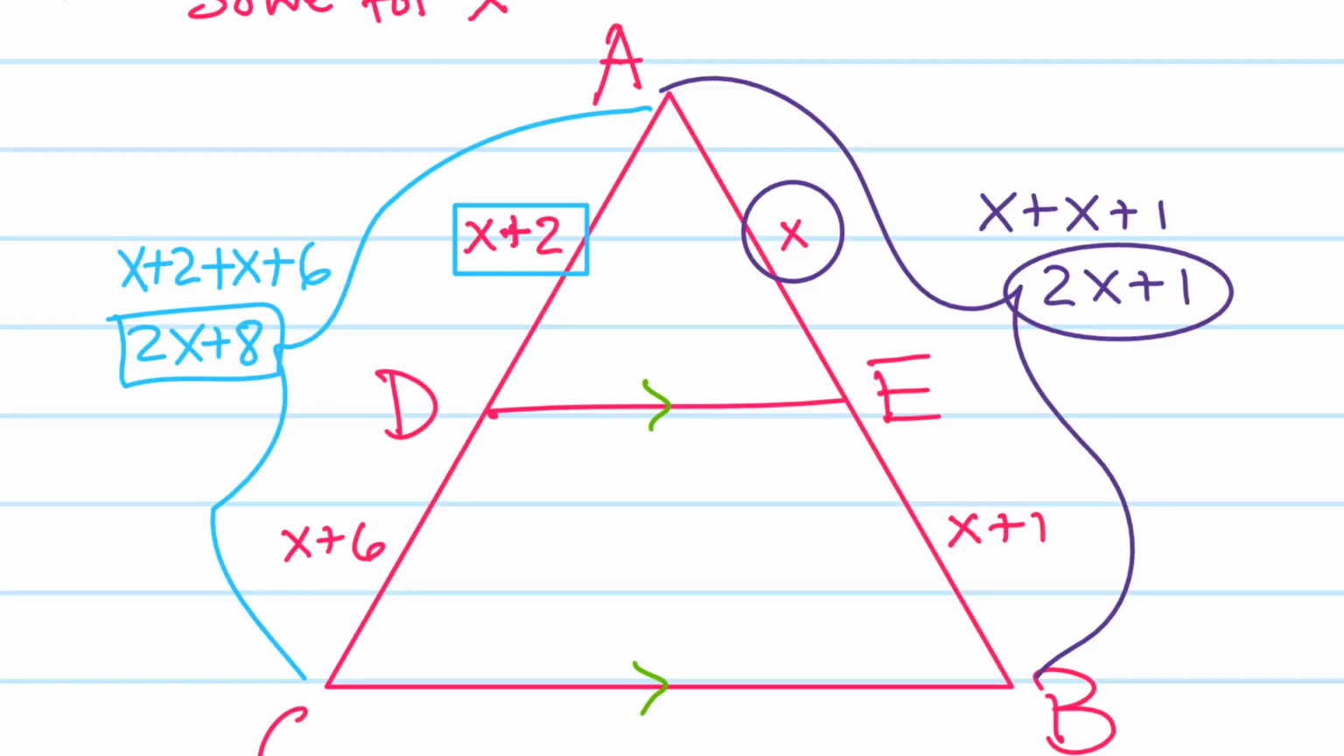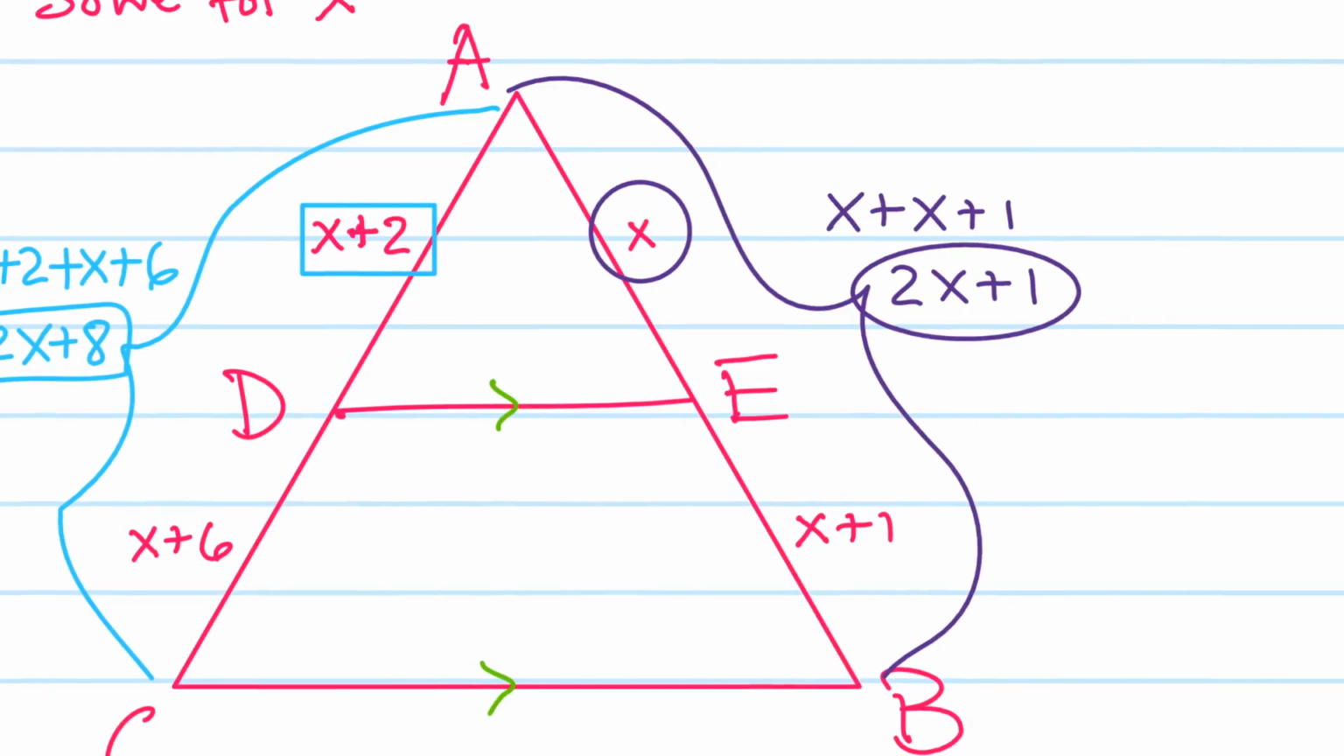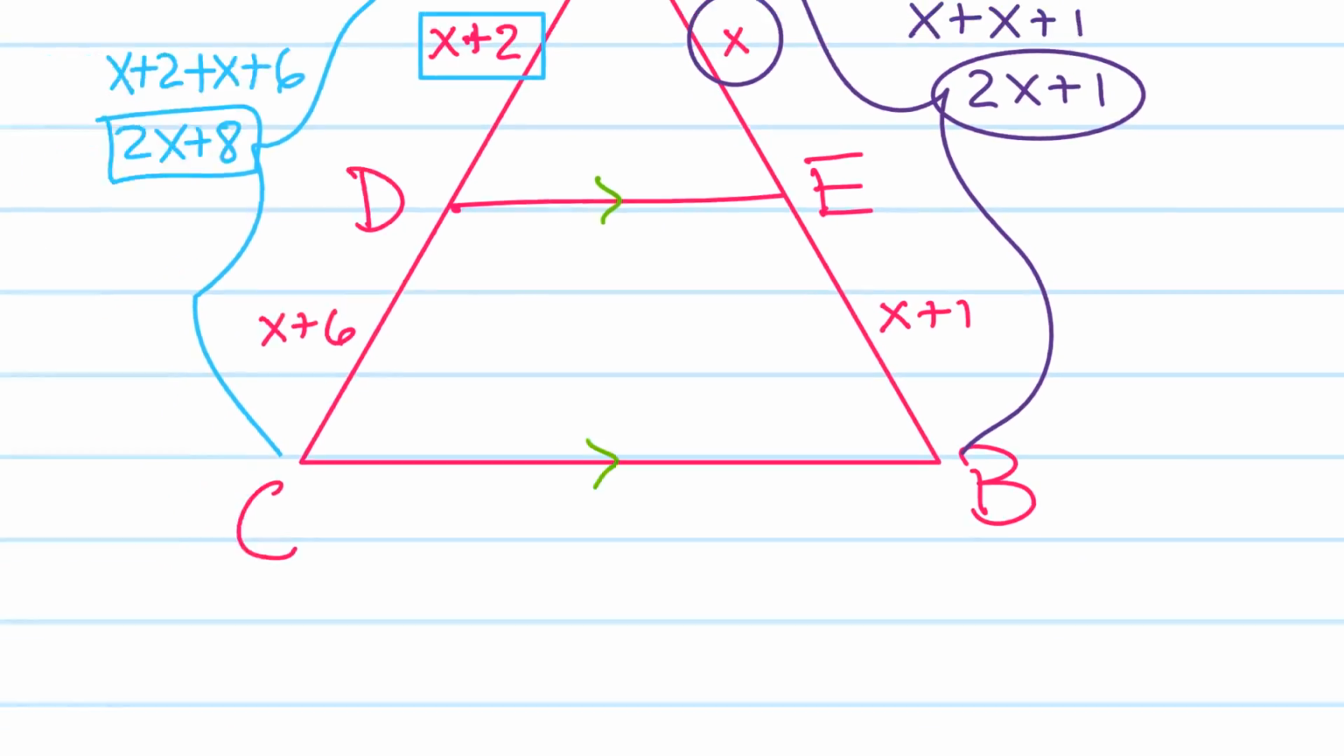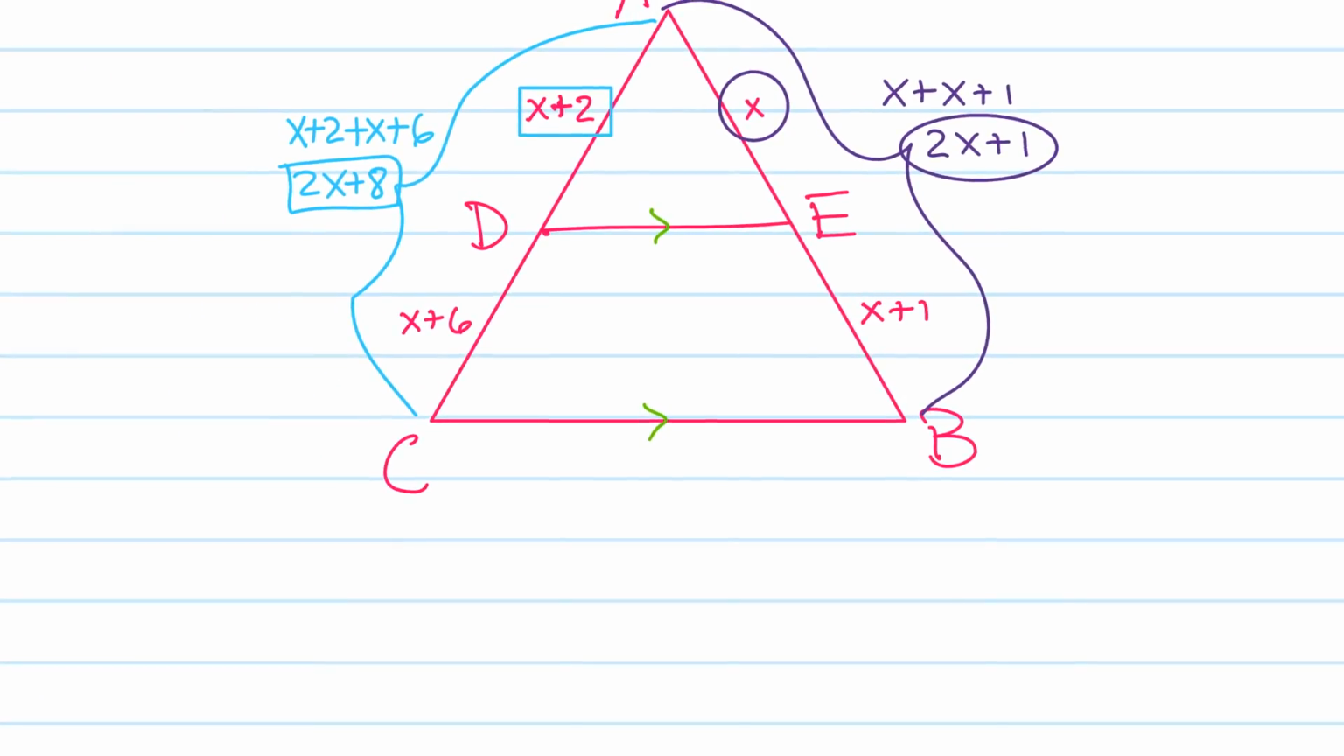Do I now have all the information I need to set up my proportion? Yes, I do. So, x is similar to what on the big triangle? What needs to go up top on the second ratio? X plus 2, which is similar to 2x plus 8.